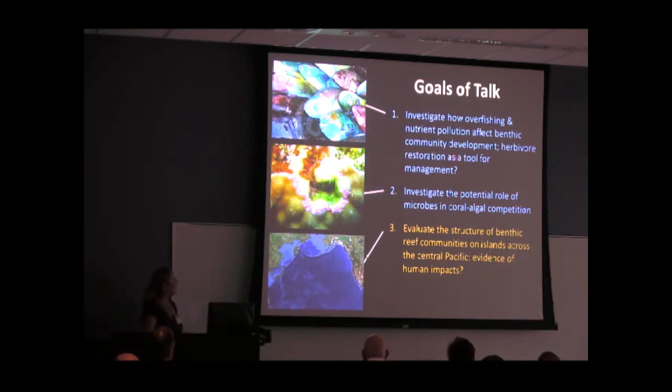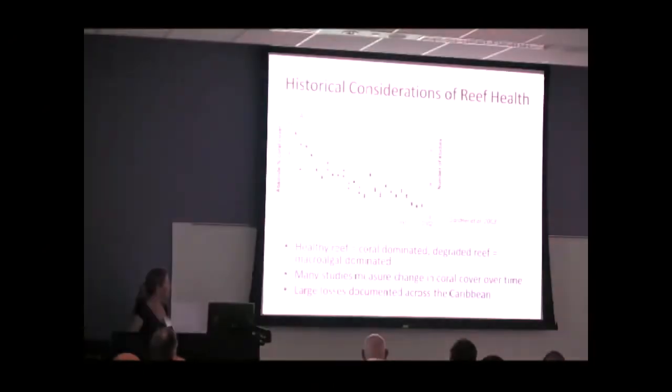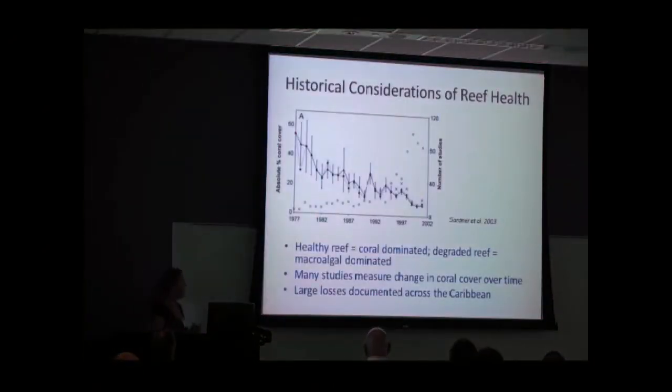So I'd like to take what we've learned from these two studies and evaluate the structure of benthic reef communities on islands across the Central Pacific and look for evidence of human impacts. So taking a bit of a historical perspective, and you guys have already seen this figure, historically, in an effort to quantify coral reef degradation, we've monitored changes in coral cover over time. And this is arguably the most straightforward way of measuring: is the coral reef doing good or not? Are the corals going away?